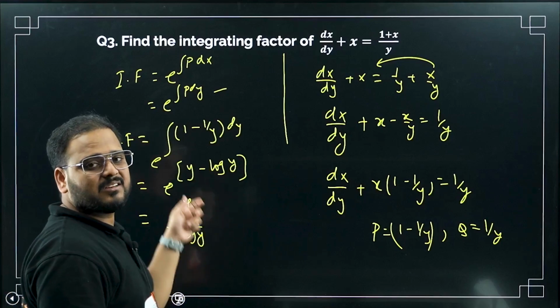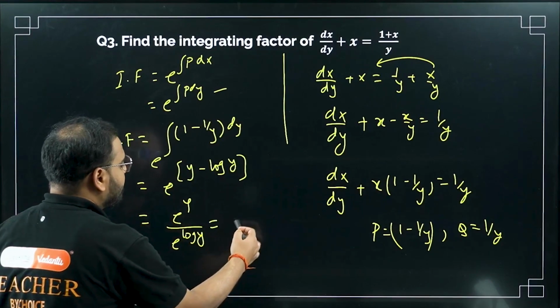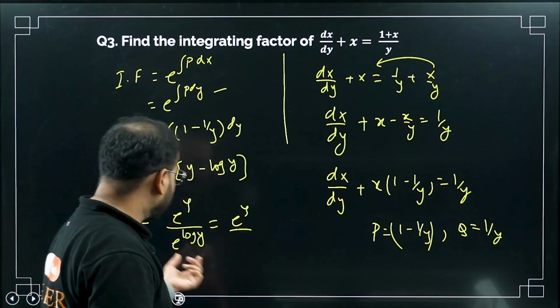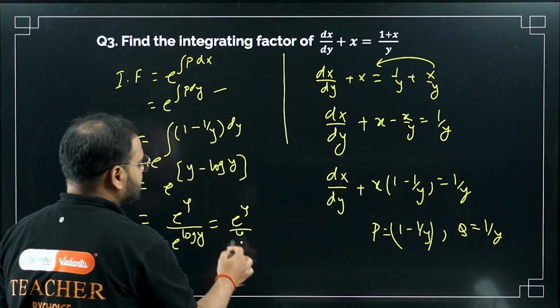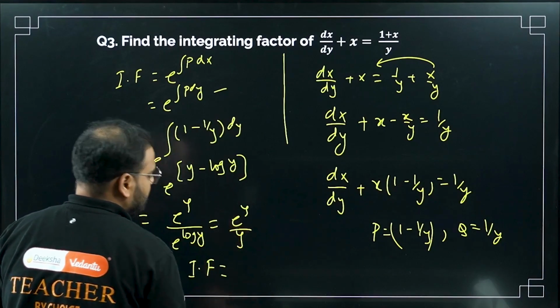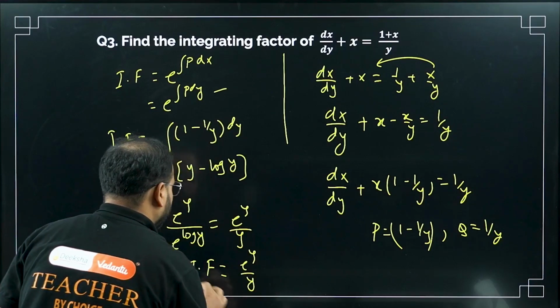Power is in difference means the ratio will be there, the quotient is there, okay? E power y will remain e power y. What is e power log y? E and log are invertible functions, inverse of each other, so the answer will be simply y. So what is my final answer? My final answer is the integrating factor IF equals e raised to y upon y.